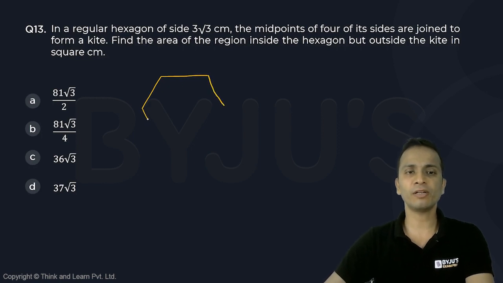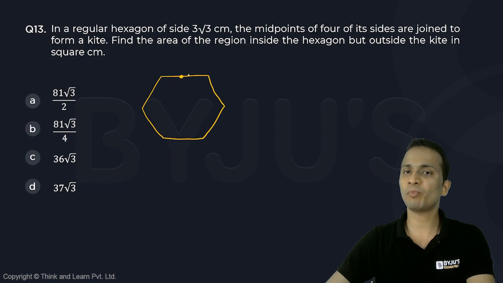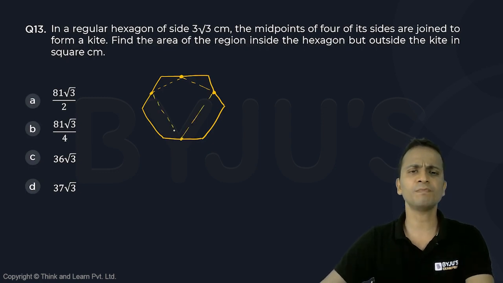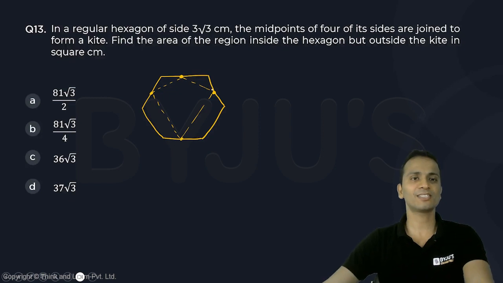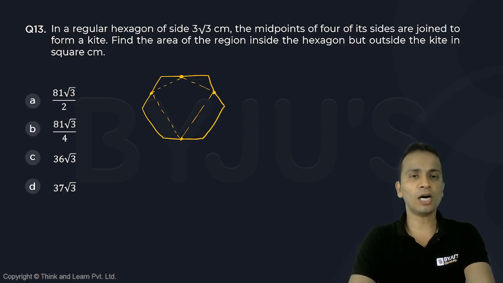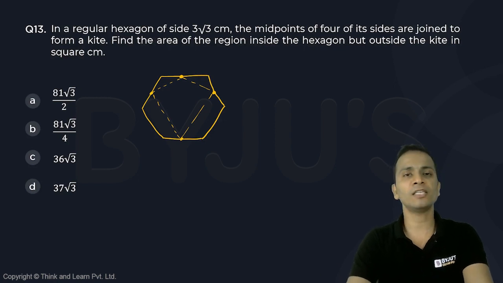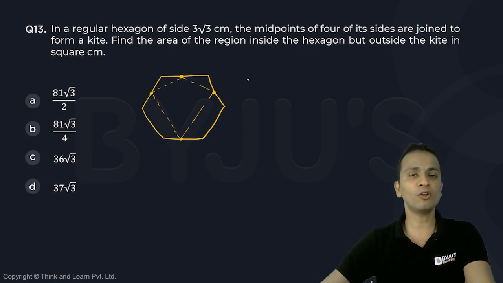Now, after drawing this regular hexagon, we will select the vertices of the kite. One vertex of the kite will be the midpoint of this side. The other two will be the midpoints of the adjacent sides, and the last vertex will be here. So joining these midpoints of the four sides of the regular hexagon, we can draw a kite like this. Okay, right? So now we'll have to find out the area of the kite and subtract it from the area of the regular hexagon.